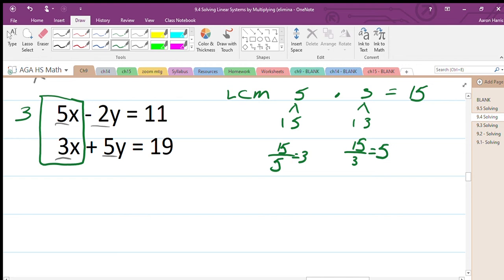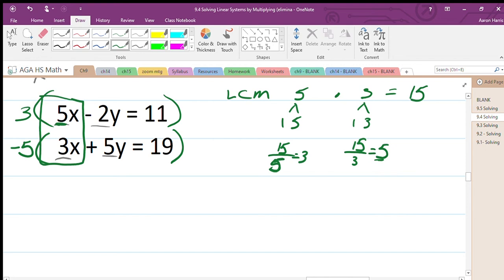That means I need to change the top one by what? 3. Because right here, 15 divided by 5 is 3. So I'm going to multiply this whole top equation by 3. Now, 15 divided by 3 is equal to 5. I'm going to multiply this one by negative 5. Whoa, Mr. Harris, why in the world did you put a negative 5? Well, it's going to be easier for us to have an additive inverse. I know 3 times 5 is going to be a positive 15. I know that negative 5 times 3 is going to be a negative 15. That is going to be our additive inverses.